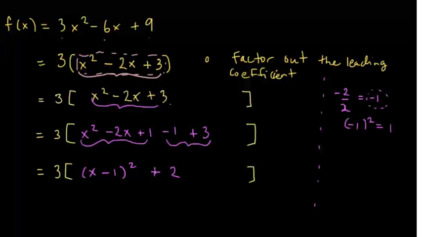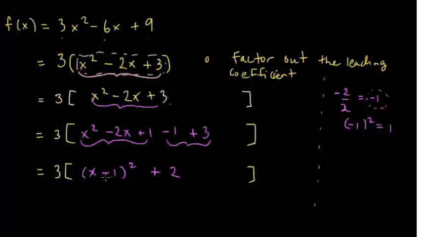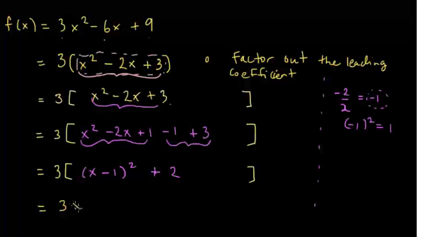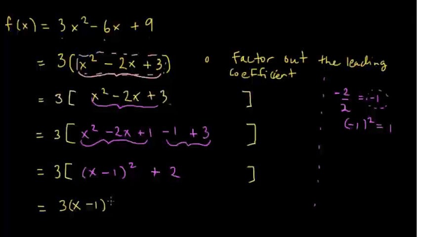And now I'm almost done. I've successfully completed the square on the inside. You already know how to do that. You've practiced that. The last step is to take this 3, which notice is multiplied by everything, and just multiply it back through. 3 times the first term gives me 3 times x minus 1 squared, and 3 times the second term gives me a plus 6. So now I've successfully written my quadratic function in vertex form.